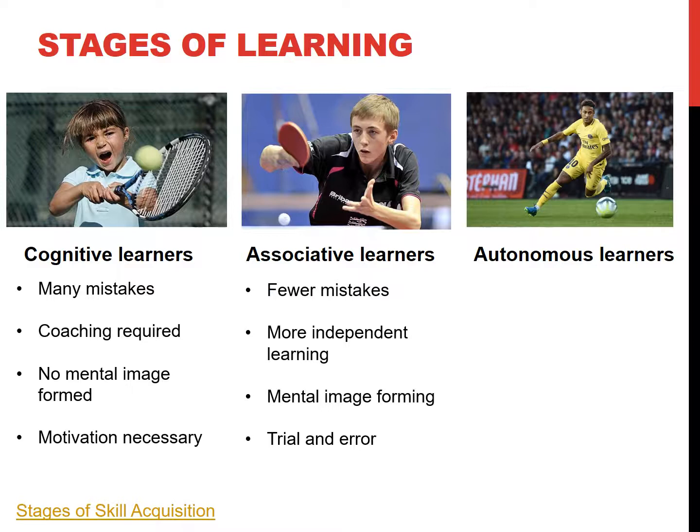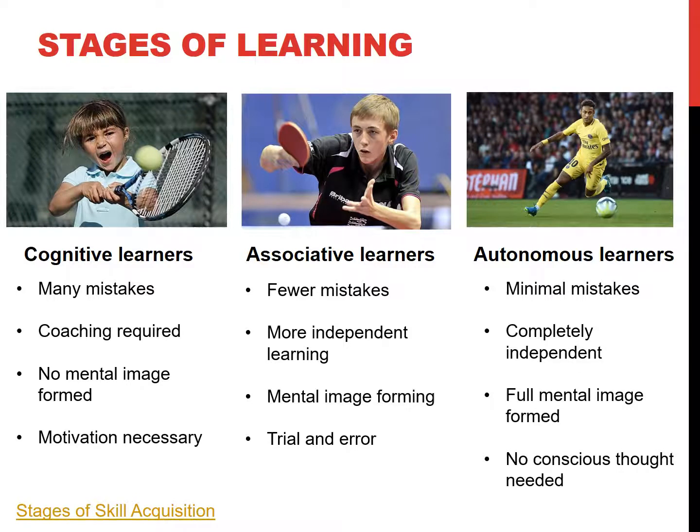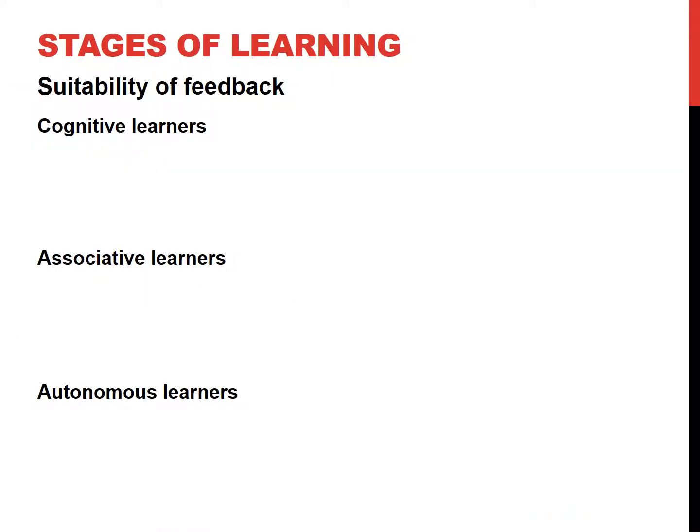Associative learners make fewer mistakes, they're more independent in their learning, they have a mental image starting to be formed, and they do this through trial and error learning, which suits their personal preferences. And then autonomous learners make minimal mistakes, they're completely independent in their learning, they have a full mental image formed of the skill, and therefore can do it without any conscious thought.